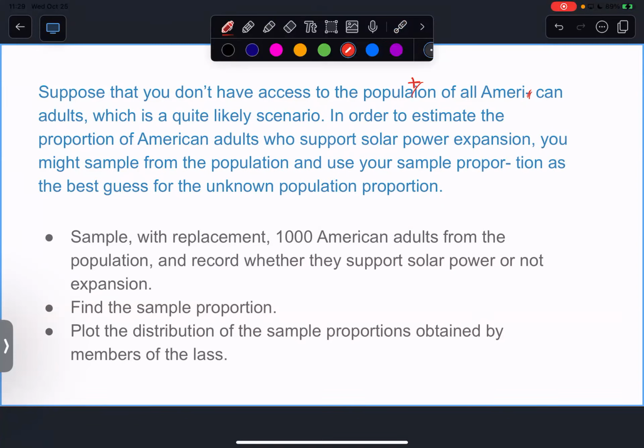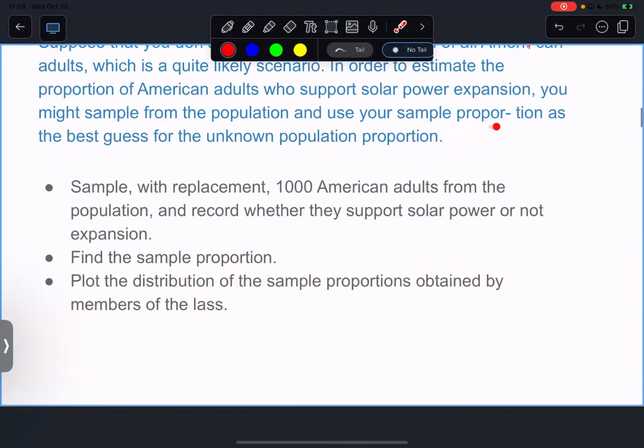Suppose that you don't have access to the population of all American adults. That's perfectly reasonable. Then in order to estimate the proportion of American adults who support solar power expansion, you might sample from the population. So randomly sample from the population, ask them their opinion: do you support it or not? And then use your sample proportion as the best guess for this unknown population proportion. So your sample proportion is your p hat.